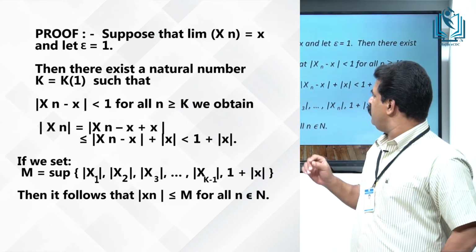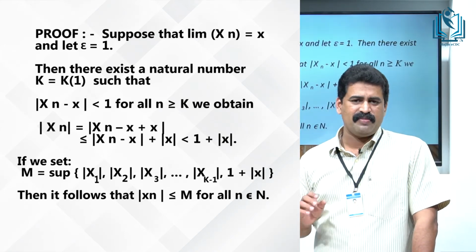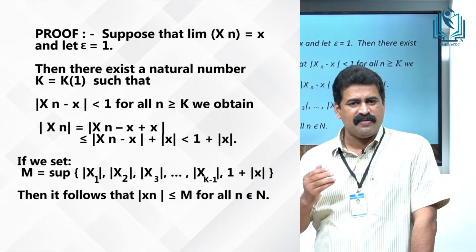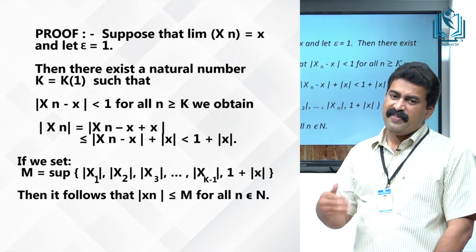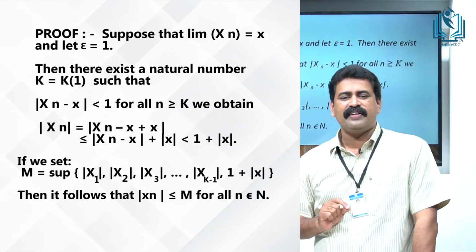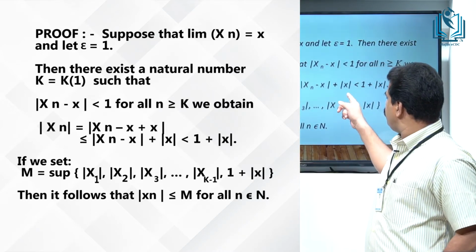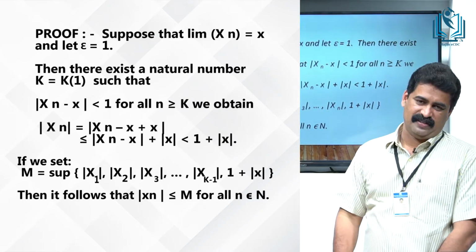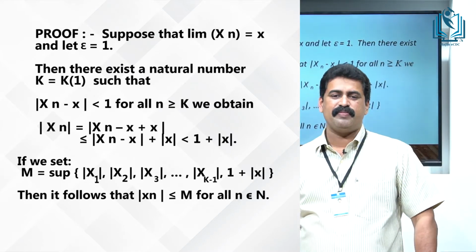So this becomes modulus xn minus x plus x is less than or equals modulus xn minus x plus modulus x. Clear? Modulus xn minus x plus modulus x. But we have modulus xn minus x is less than 1 for all n greater than or equals k of 1. Clear? So this becomes strictly less than 1 plus modulus x for all n greater than or equals k of epsilon.